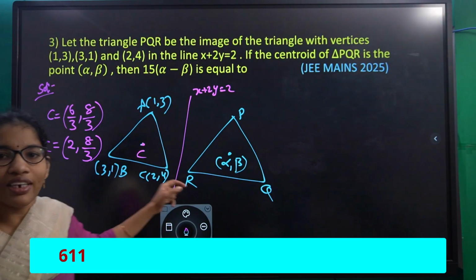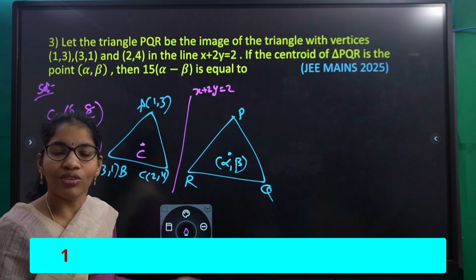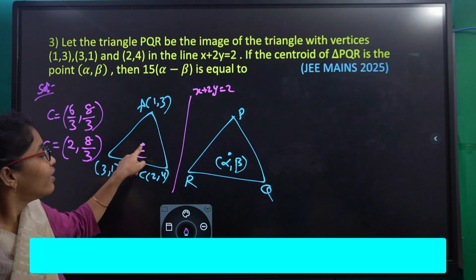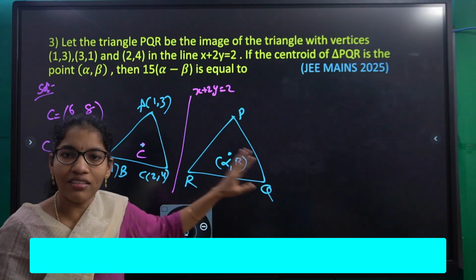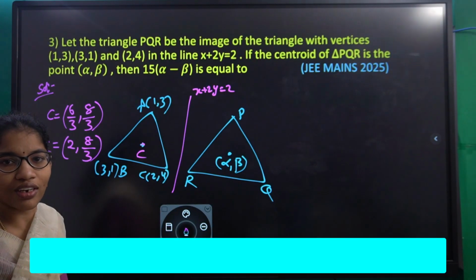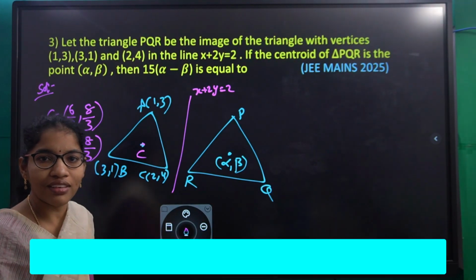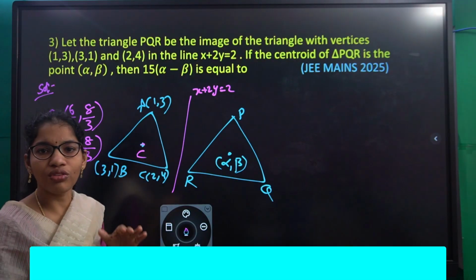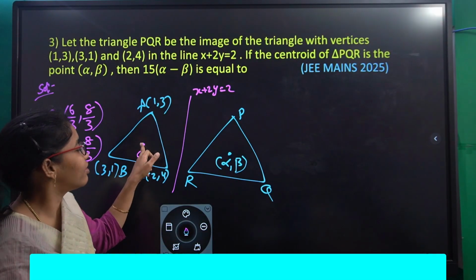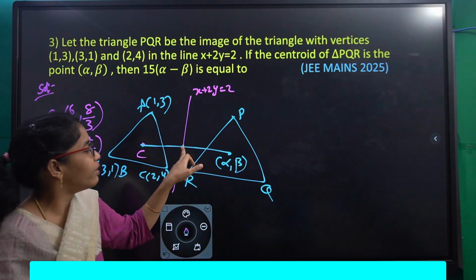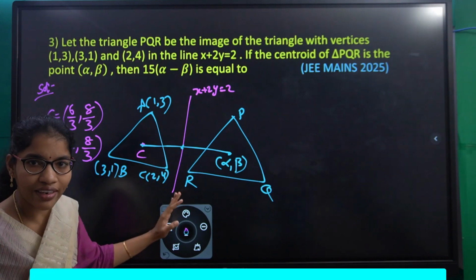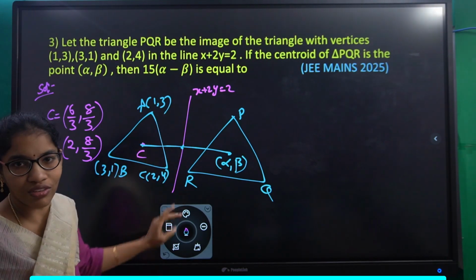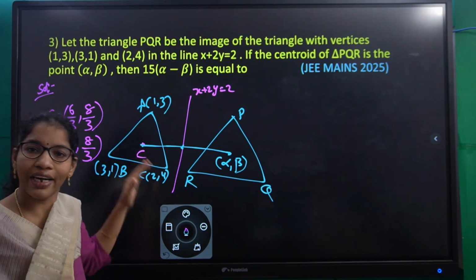Now what is the centroid of the triangle PQR? Alpha comma beta. So how can you find it? The image of the point C is nothing but the centroid of this triangle PQR. So how can you find the image? There is no need to take the long process, that is, finding the midpoint, which lies on this line, and taking the slopes of these two lines. Instead of that, directly apply the formula.